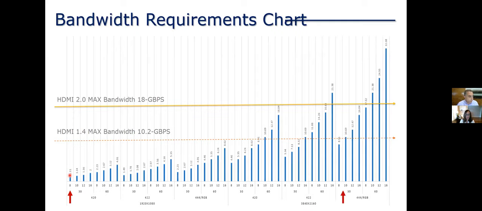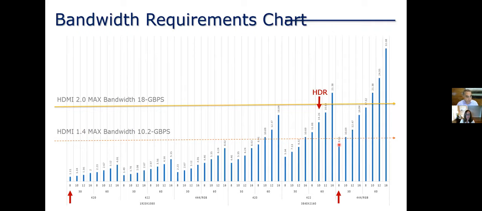Whereas 10 gig only starts to compress that information from 4K 30, 4:4:4 chroma at 8-bit. So we still have some bandwidth here to spare. So it's very important to understand 1 gig versus 10 gig. And this is going to be your HDR requirements. So anything above here, we're going to start adding compression.